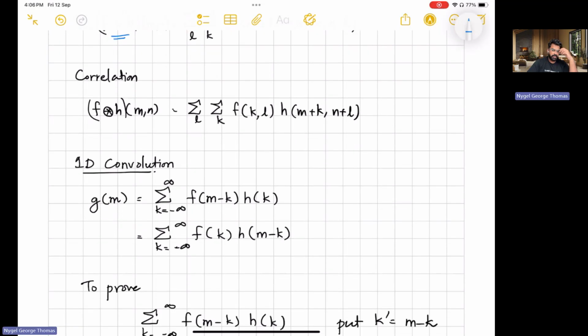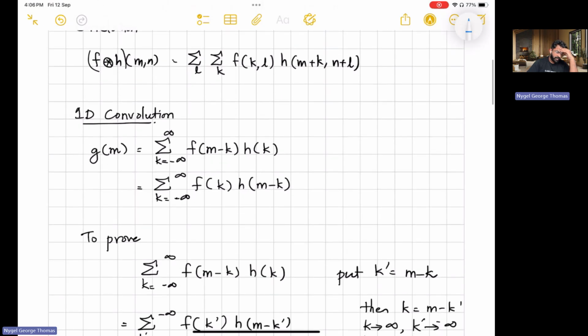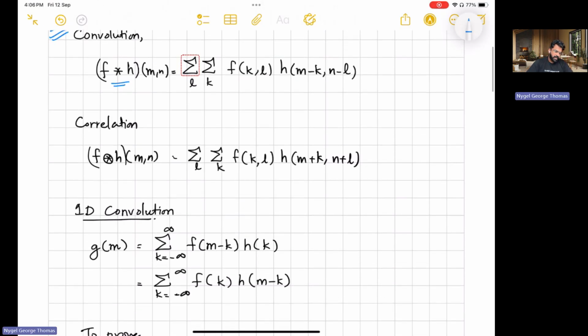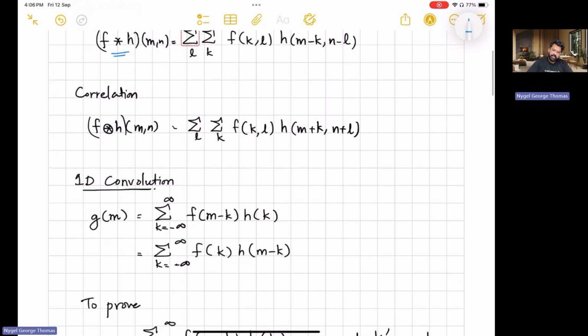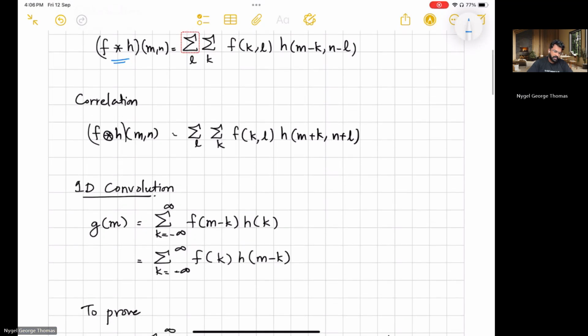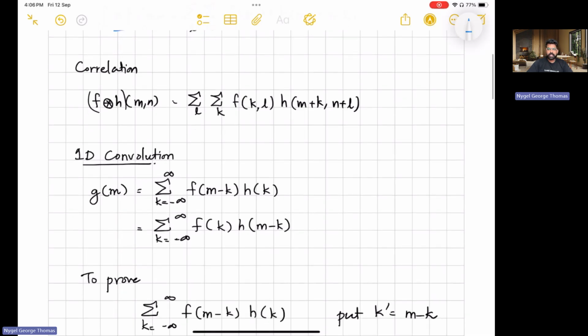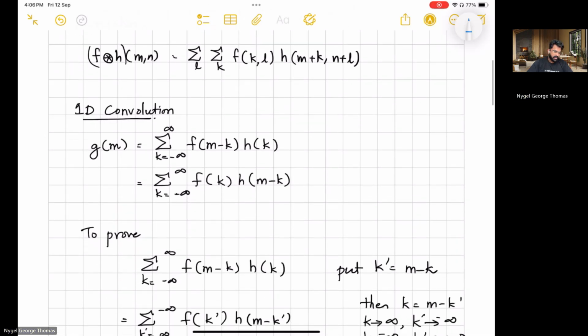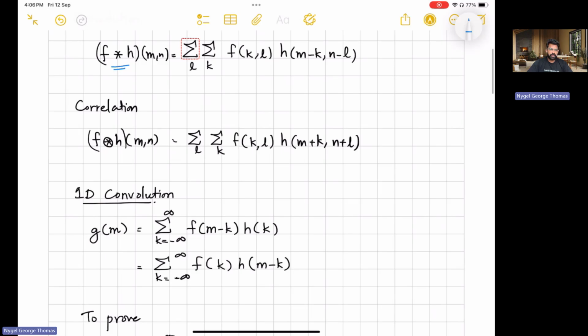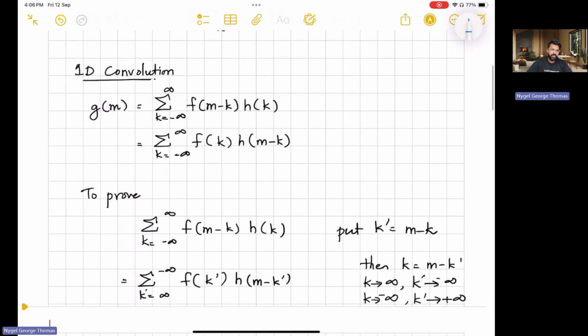Similarly, correlation is also similar. What we have here is, instead of the minus sign, we have the plus sign. So we can look at a few examples to see what exactly it means. This is a 2D convolution case, which is most commonly used in image processing. The simpler version is, of course, the 1D convolution case.